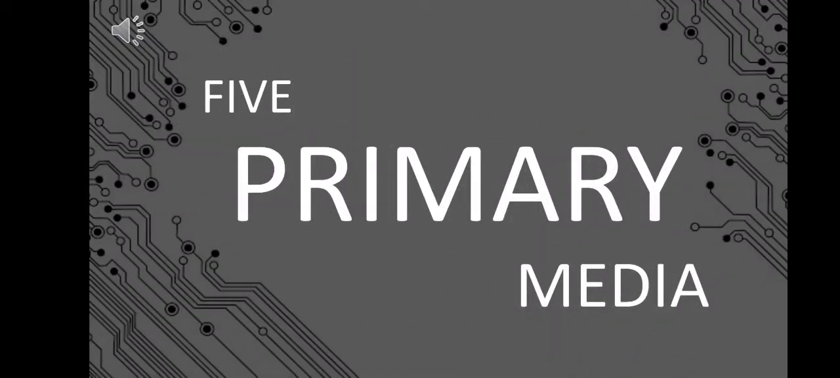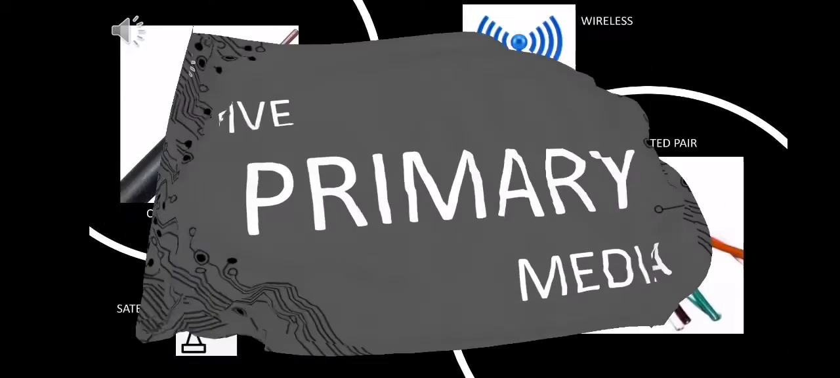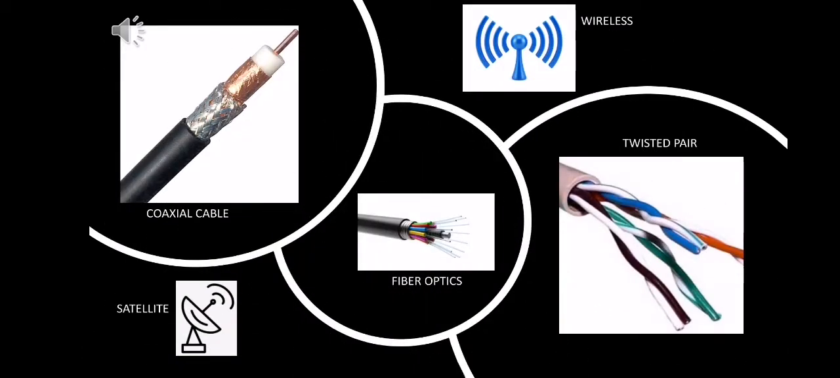The five primary media. First is the twisted pair. Twisted pair cabling is a type of wiring in which two conductors of a single circuit are twisted together for the purposes of improving electromagnetic compatibility.